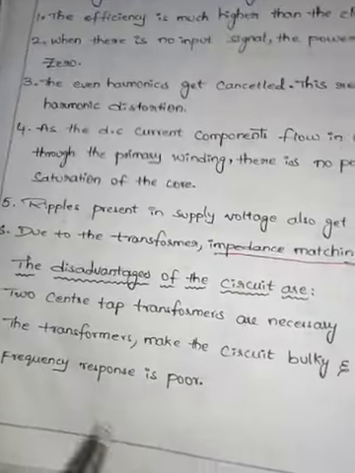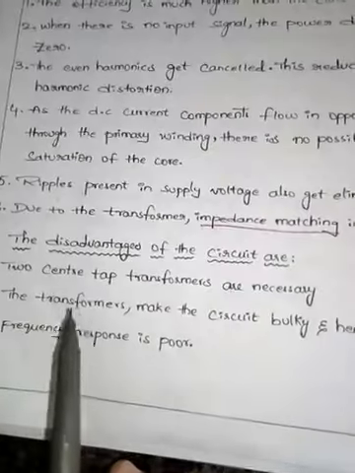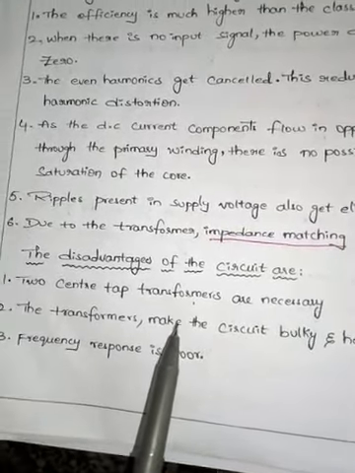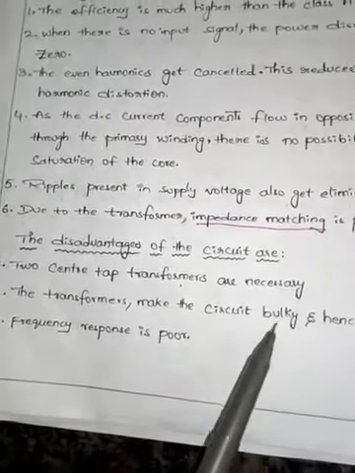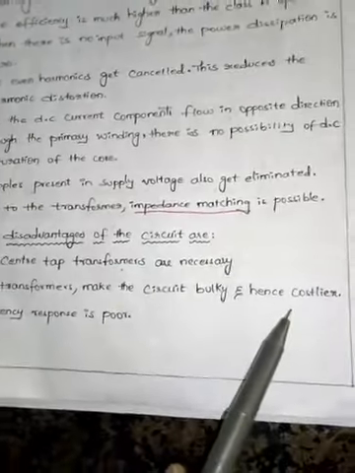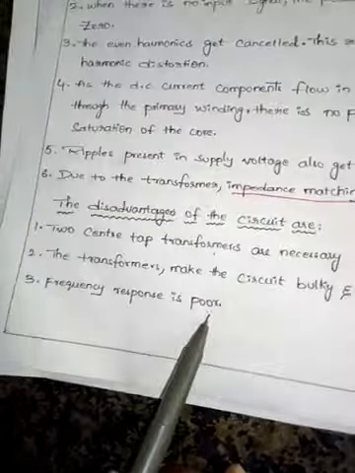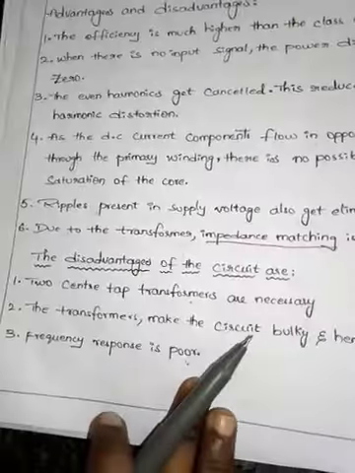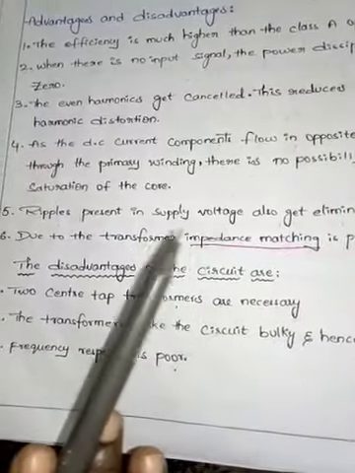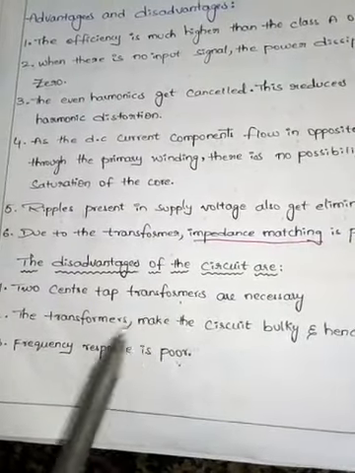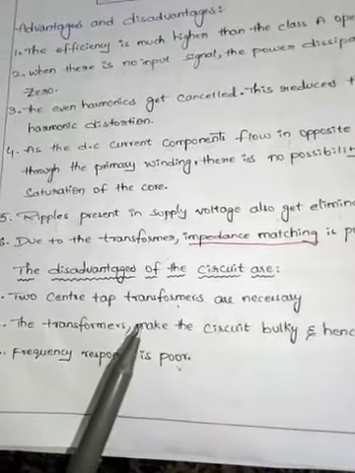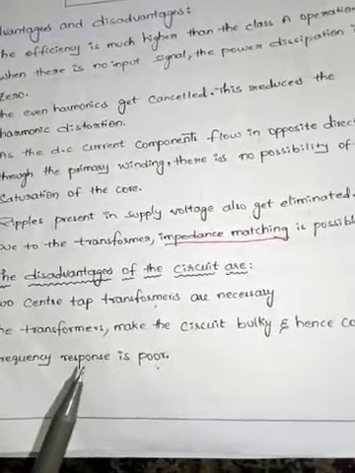Coming to the disadvantages, here we are using center tapped transformers. Due to this, the circuit becomes bulky and costlier, and the frequency response will be poor. So these are the advantages and disadvantages of the class B push-pull amplifier. Next we will see the next topic, the complementary symmetry class B push-pull amplifier.